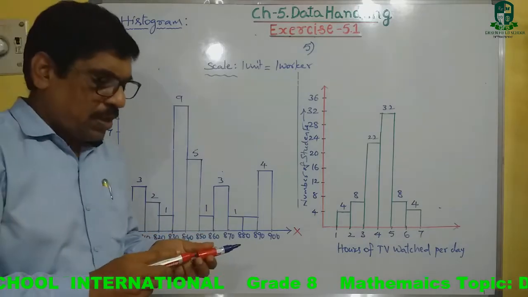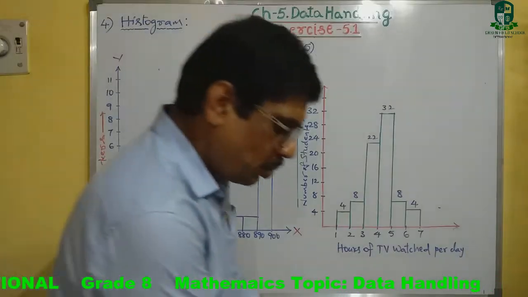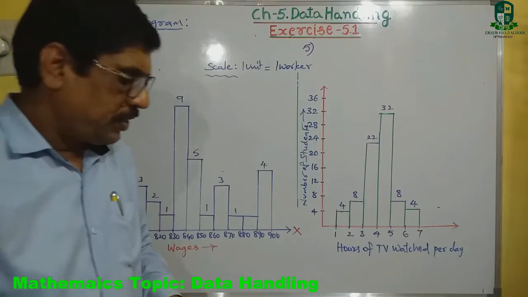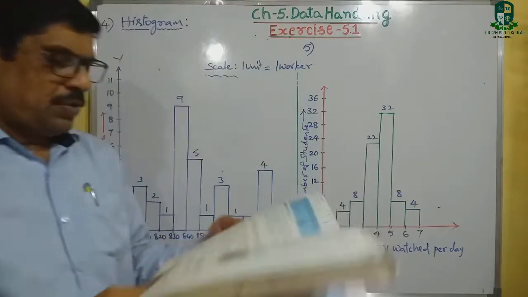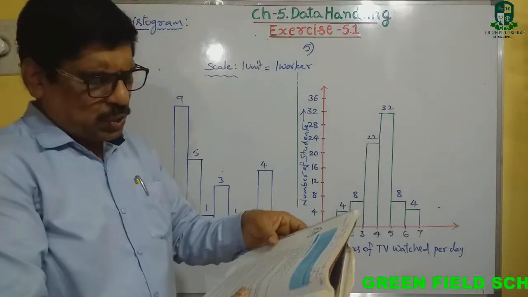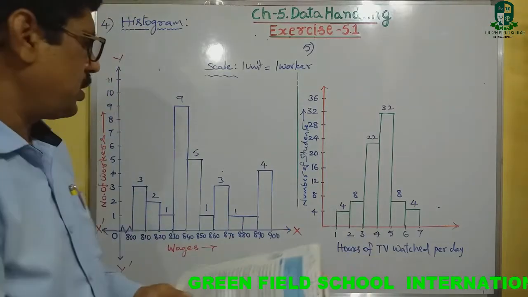This is the histogram. From this histogram, we have to answer the questions below the problem. Okay, the questions he has given. Look at this. First one: which group has the maximum number of workers?